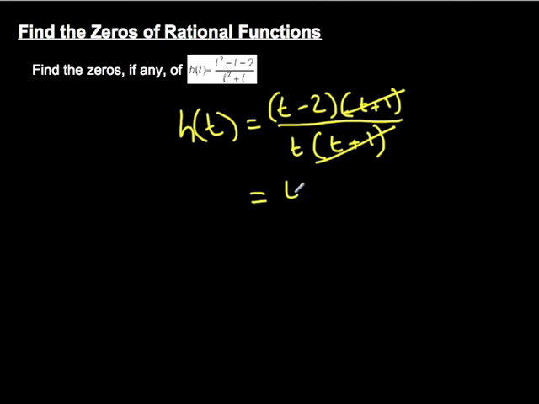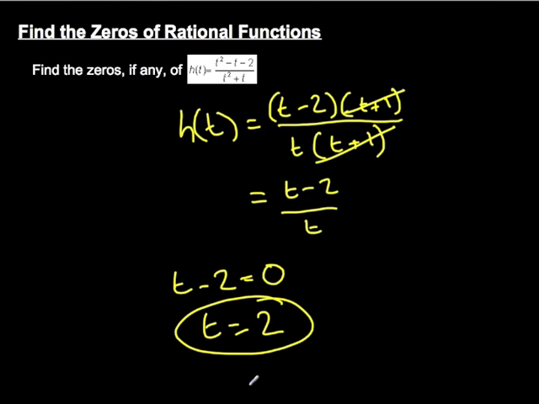And now we're looking at t minus 2 over t. Set that numerator equal to 0: t minus 2 equals 0, t equals 2. So my 0 for this function is t equals 2.